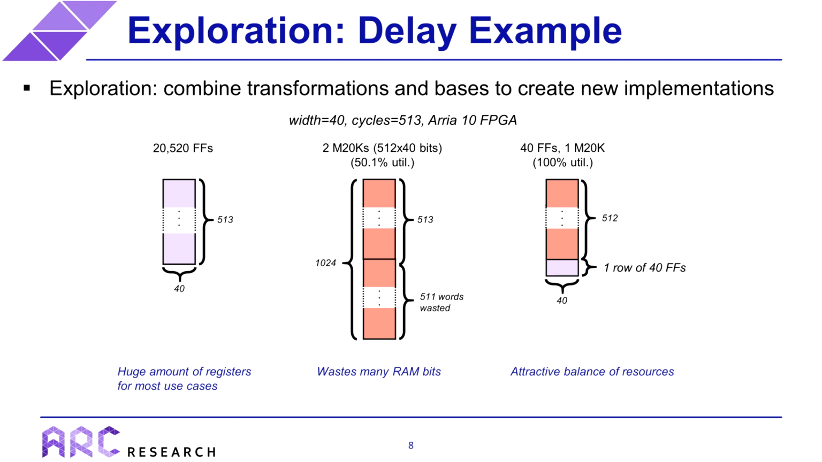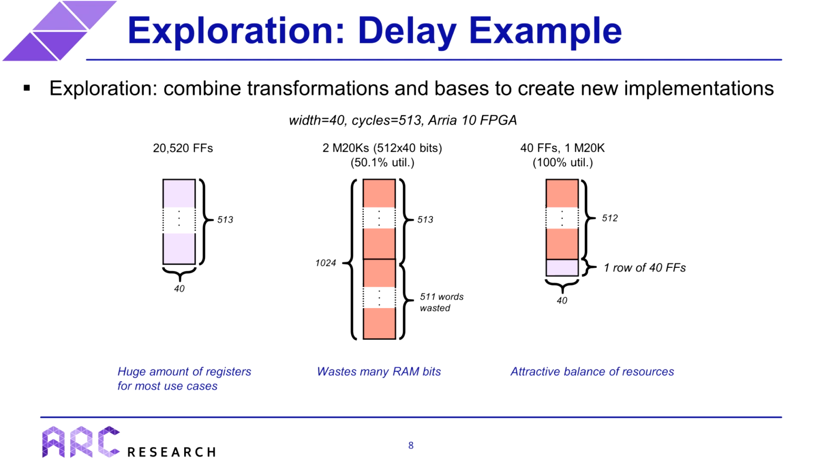Initially, the Explorer would evaluate the base implementations, such as the flip-flop implementation shown on the left, which is a pretty standard delay implementation. However, this particular implementation, because of its size, requires over 20,000 flip-flops, which is likely not a desirable trade-off for the vast majority of use cases.